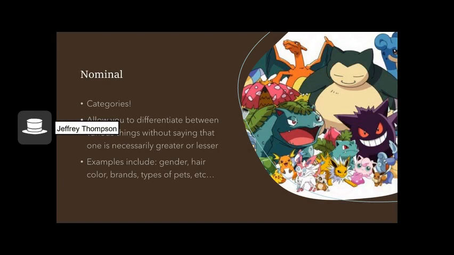So once again, nominal variables are categories, right? So we have all the Pokemons, right? These are the Pokemons. You can see that these are Pokemons. I think that's actually a Digimon, but all these are Pokemons.